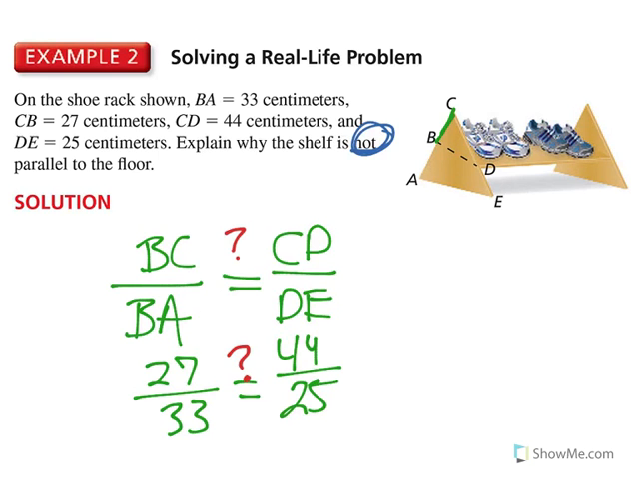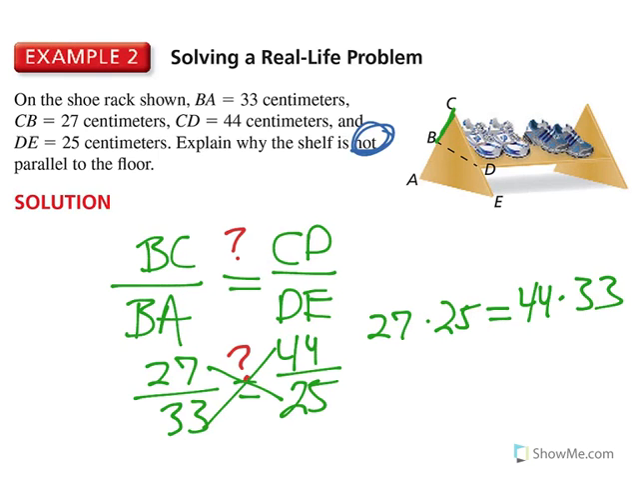And so all I'm going to do is cross multiply just like I did last time. So I'm going to do 27 times 25 on one side. I'm going to cross multiply the other way, so I get 44 times 33. So for 27 times 25, I get 675. And for 44 times 33, I get 1,452. So again, we're still testing if these are equal or not. So when we look at this, is 675 equal to 1,452? No, these are not true.